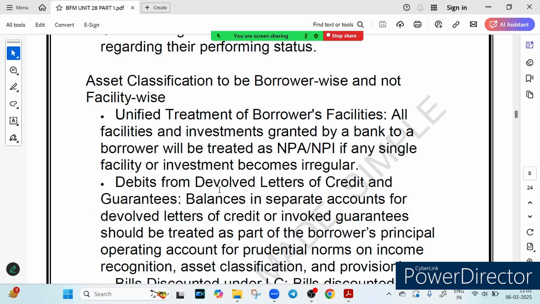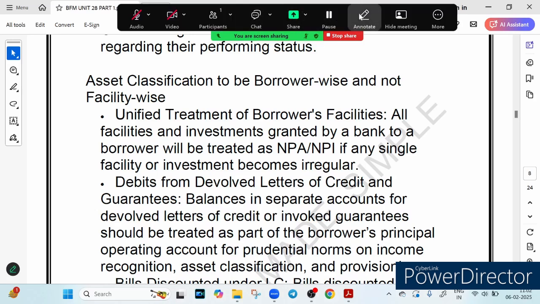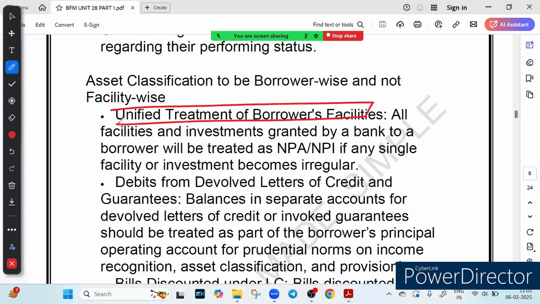So the first thing is the unified treatment of borrower facilities. Very, very important point. Try to understand. Imagine a borrower who has multiple loans, multiple facilities with the bank, like a loan for a car, another for working capital, and maybe even a guarantee. He has taken a car loan, a loan for working capital, and he also has taken a guarantee from the bank. So what happens if one loan goes bad and becomes irregular?